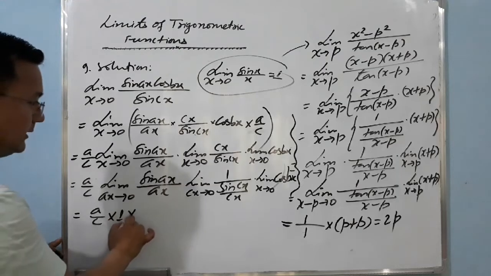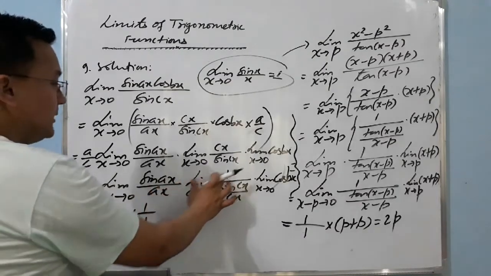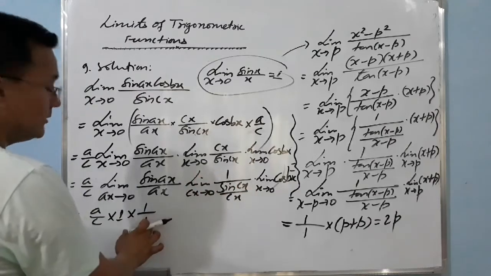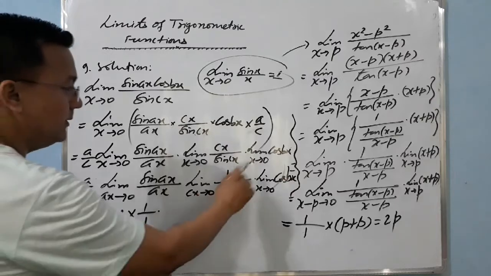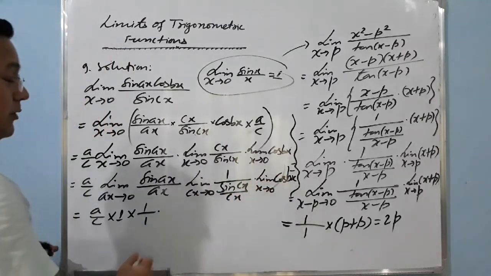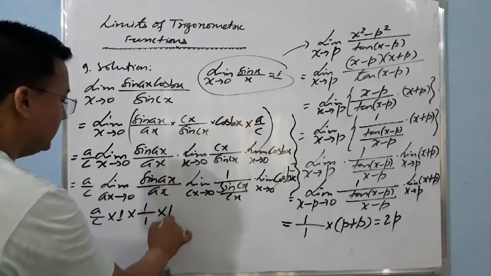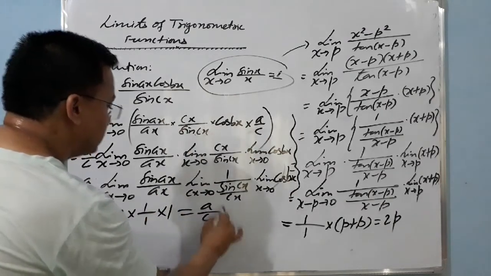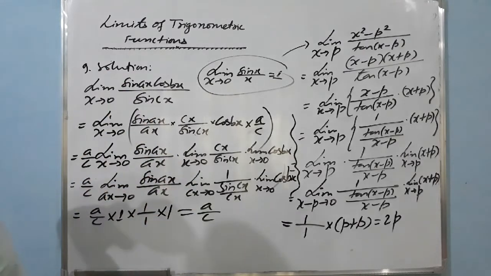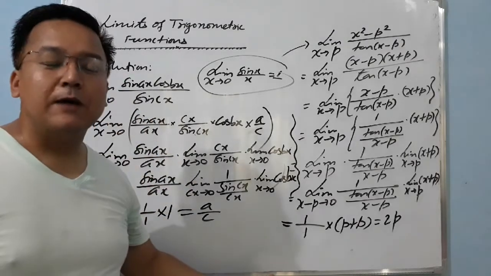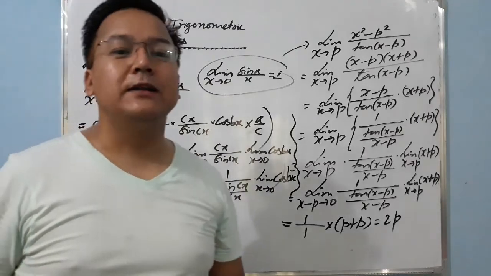Into 1 upon 1, directly you may simply write 1. Limit of 1 is 1, limit of this is also 1, I have shown that, right? And limit of cos bx as x tends to 0 becomes cos 0, which means 1, into 1. So finally you have the answer a upon c. So a upon c is the limit of this function. Okay, everybody, I think you understood how to find the limit of a trigonometric function.